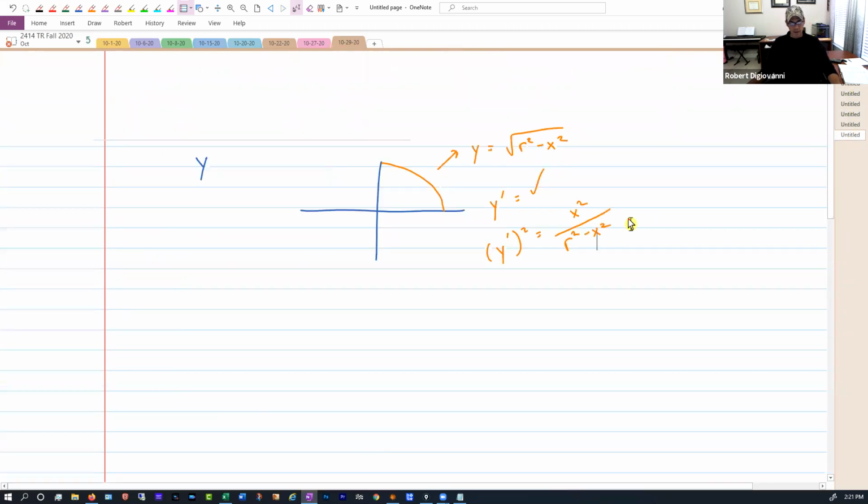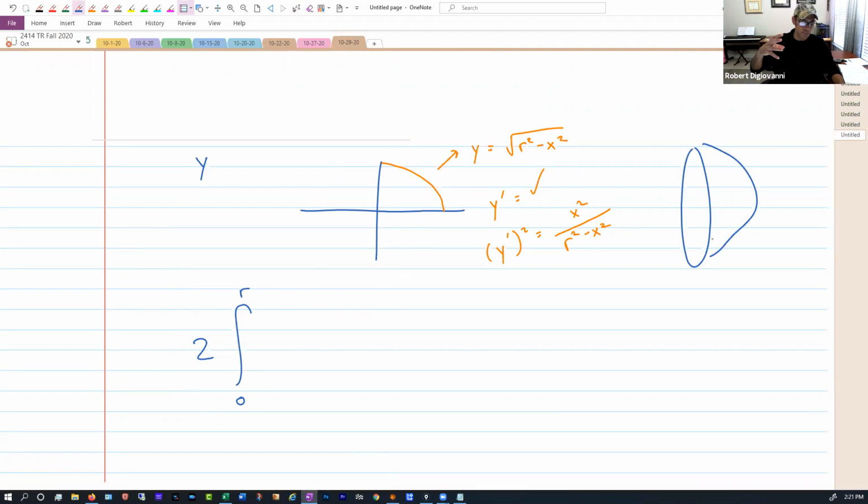So let's do this. I'm going to set up the integral. Hopefully you're following. I'm going to put a 2 in front of the integral. The reason I'm putting a 2, not a 4, is because I'm going to wrap this around the x-axis, which is going to give me just half of this sphere, and I need to double that answer. So I'm putting a 2 out there for that.